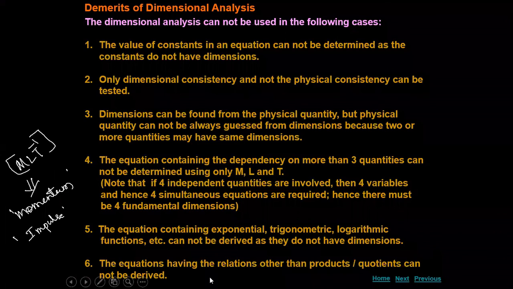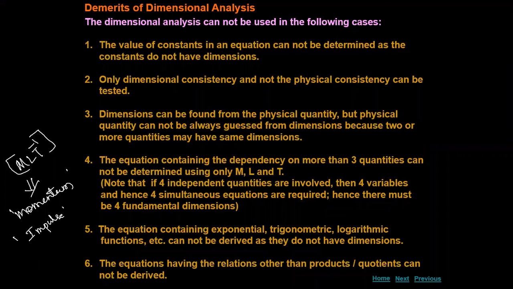And what else do we have? The equations having relations other than products, like quotients, cannot be derived. Whatever we have done in the previous equations, we just multiplied them. If products are there, we can. If quotients are there, those cannot be done with the dimensional analysis method. We cannot find the relation among them. So that is how it functions. Now that is all about it.